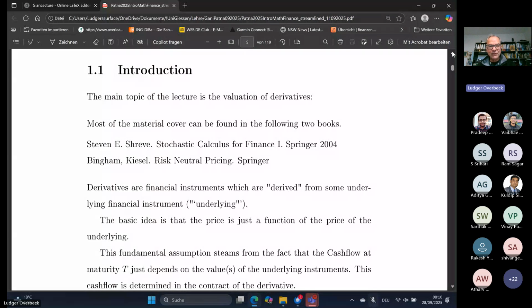So first, we have to think about what are financial instruments. Derivatives. Derivatives are financial instruments, and the name derivatives comes from the fact that the value is derived from the underlying financial instrument. So that's like the equities or bonds. And so the basic idea is at the end that the price of a derivative is just a function. This function we want to figure out of the underlying.